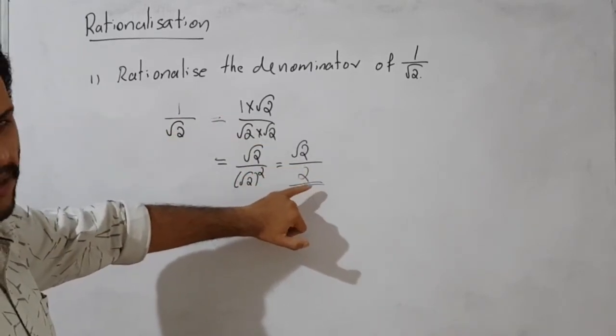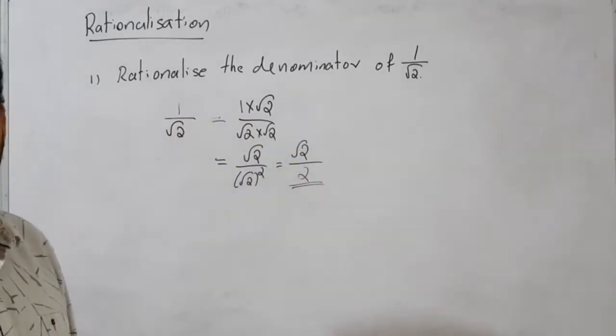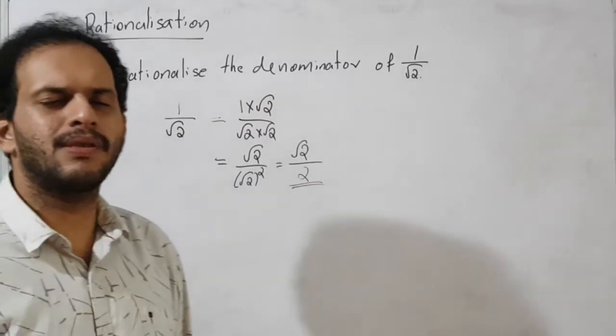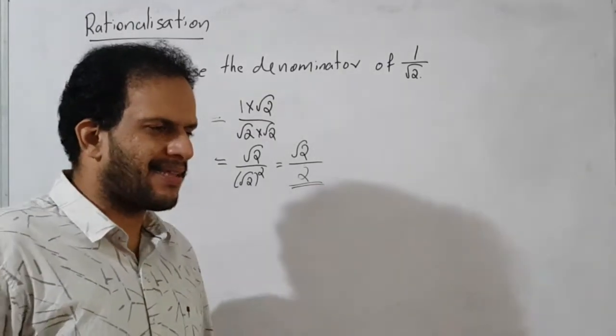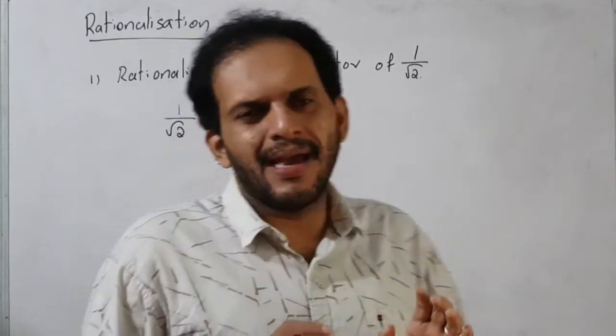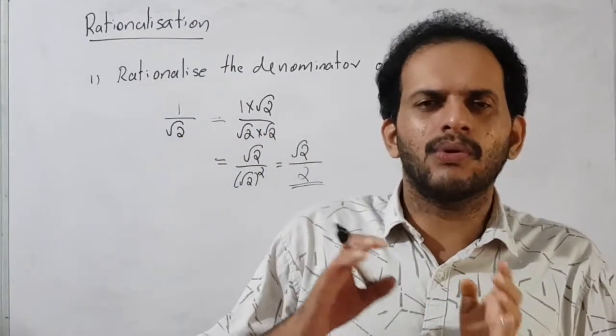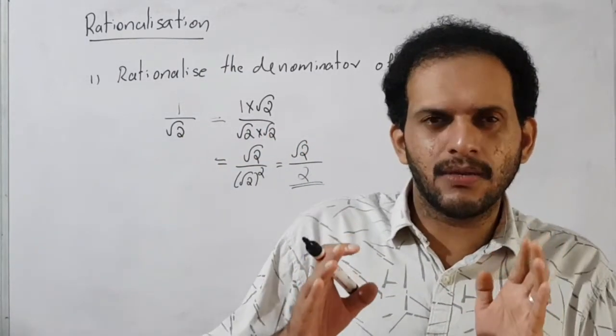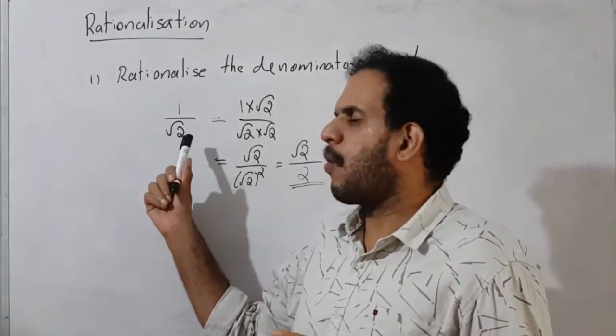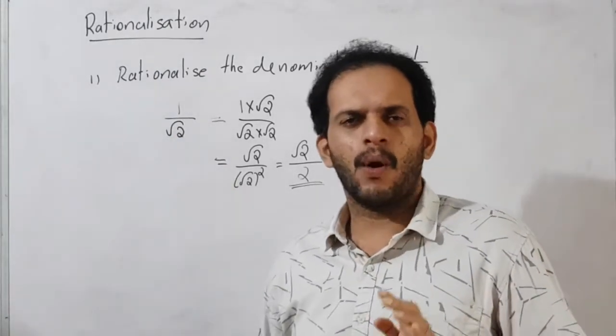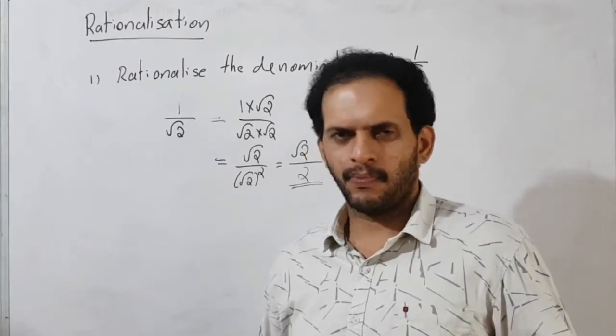That one, what is that? That one is 2. Correct? The number 2. The number 2 is a rational number. Then the idea is to convert an irrational number to a rational number. Okay, in the case of the denominator containing only one term, that means the denominator contains a monomial.